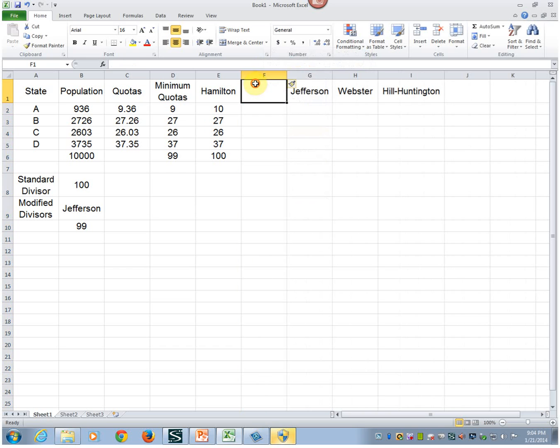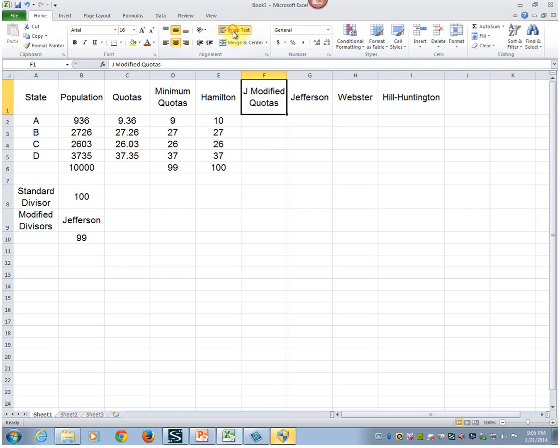So I'm going to insert a row here so that I can put in Jefferson modified quotas. Okay, so let's do our modified quotas here. So equals the population divided by, and don't forget to anchor that, this is B10, the modified divisor. So $B, $10.